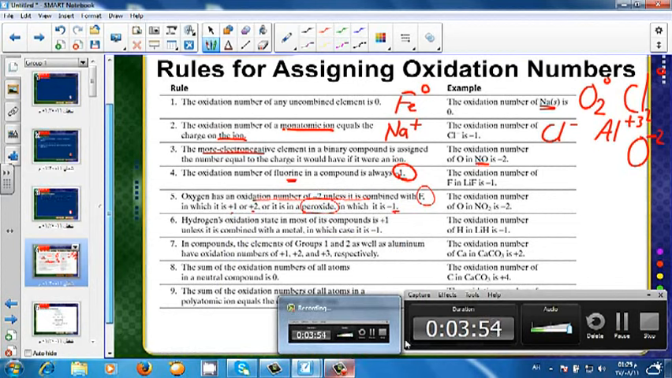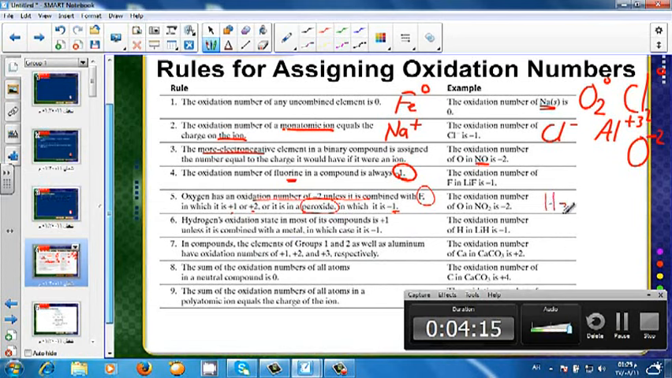So again, oxygen takes -2 oxidation number generally, except in 2 cases. The first case, if it combines with fluorine, in this case it takes +1 or +2. And in the second case, if it bonds in a peroxide molecule, like hydrogen peroxide, H2O2, the oxidation number for the oxygen here is -1, not -2 like in the normal conditions.